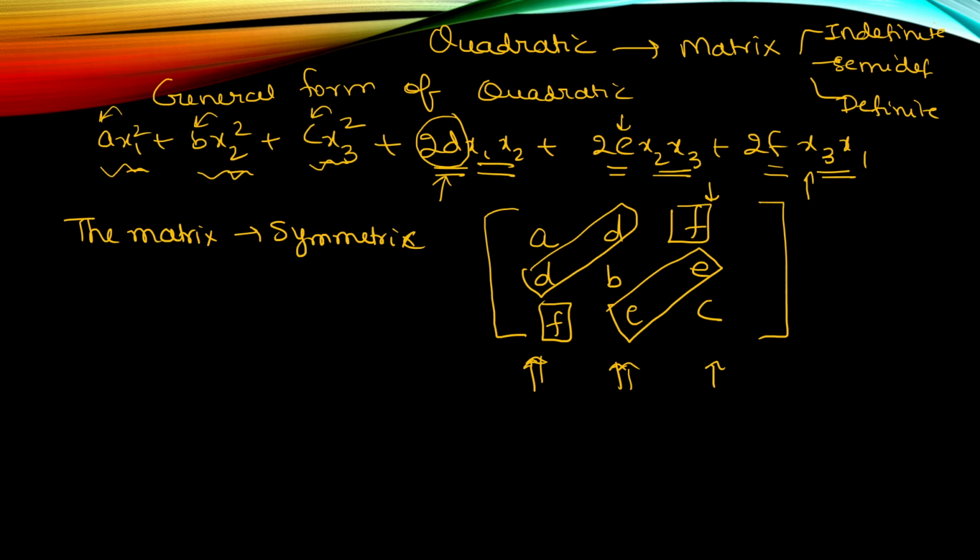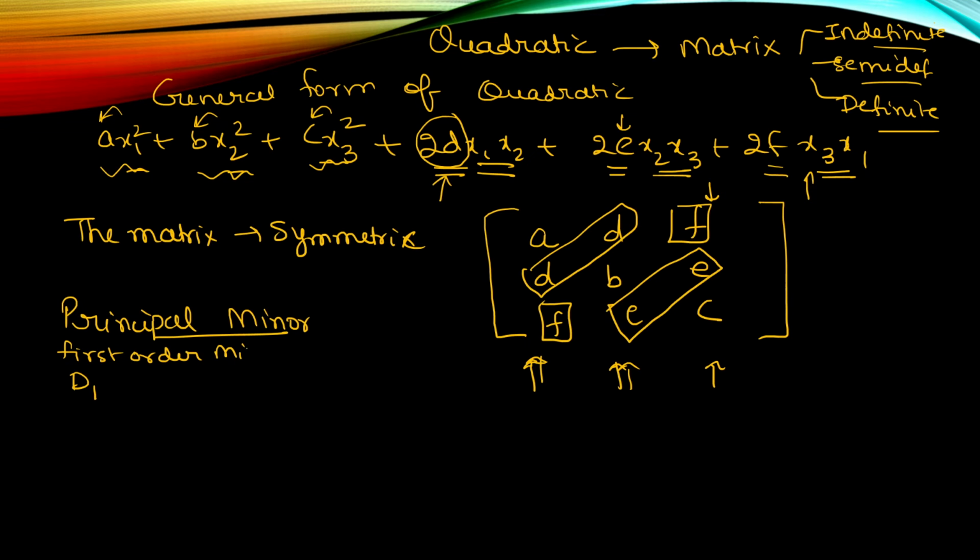Then what will you do to find out indefinite, semi-definite, and definite? You find out the principal minors. You know what minors mean, right? If not, you can check out that video where I have explained minors, but I'm explaining here also. This is the first order minor, wherein you need to consider only the first element. Only this first element.